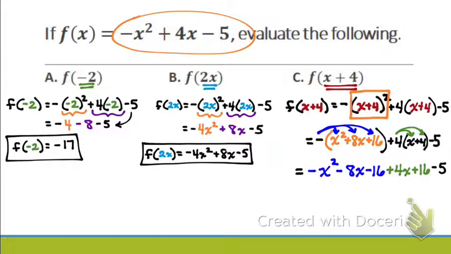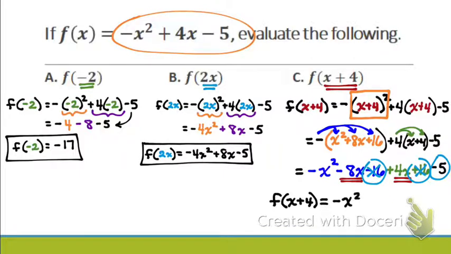Can we clean anything up there? You combine the x's and the constants. We can combine the x's and we can combine our constants together. Negative 16 and positive 16, those are going to cancel out, so the only constant then I would have is this negative 5 at the end. So f of x plus 4 is equal to negative x squared. What happens when I combine my x's? Negative 4x, so minus 4x minus 5.